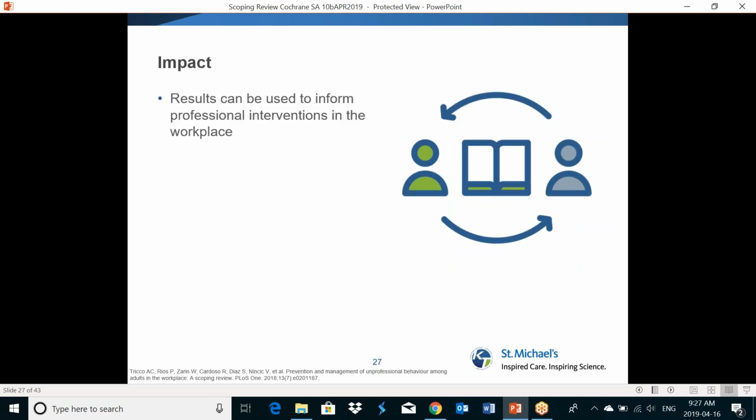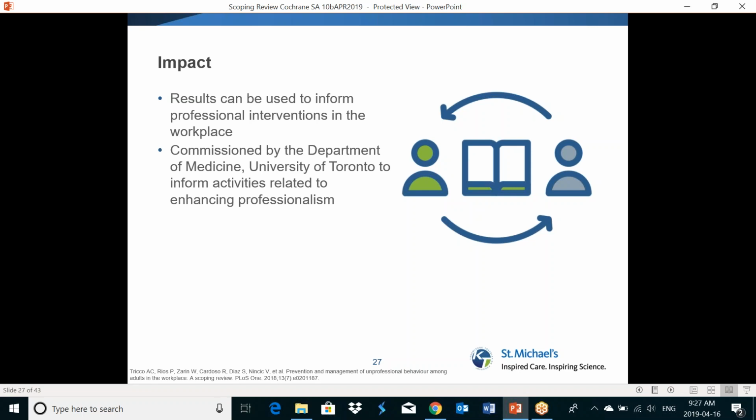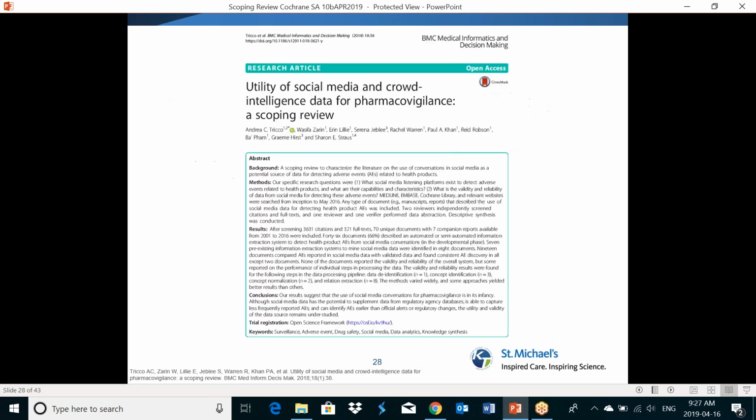In terms of the impact, our results can be used to inform professional interventions in the workplace. This was commissioned by the Department of Medicine at the University of Toronto, trying to enhance professionalism in the department. Our results were used to develop interventions by the Department of Medicine at the University of Toronto when it comes to professionalism in the workplace. Another scoping review that we did was on social media and crowd intelligence data for pharmacovigilance.